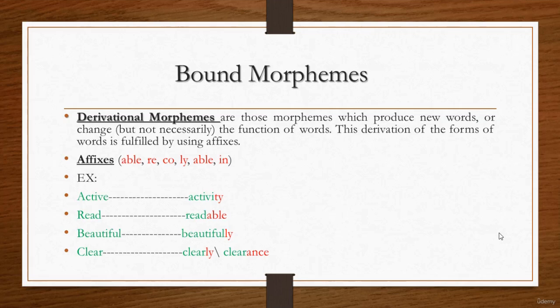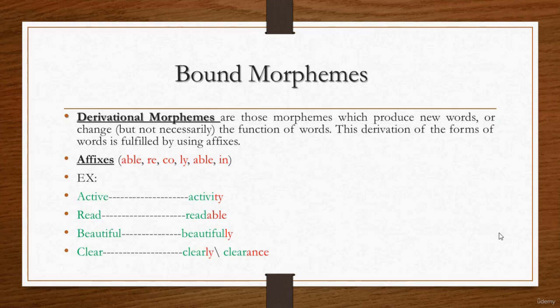This derivation of the forms of words is fulfilled by using affixes. So derivational morphemes basically are morphemes that produce new words. They give us new categories, from verbs to adjectives, from adjectives to nouns. They change categories, and sometimes they change the function of words, but not all the time. Sometimes they can only produce new words.